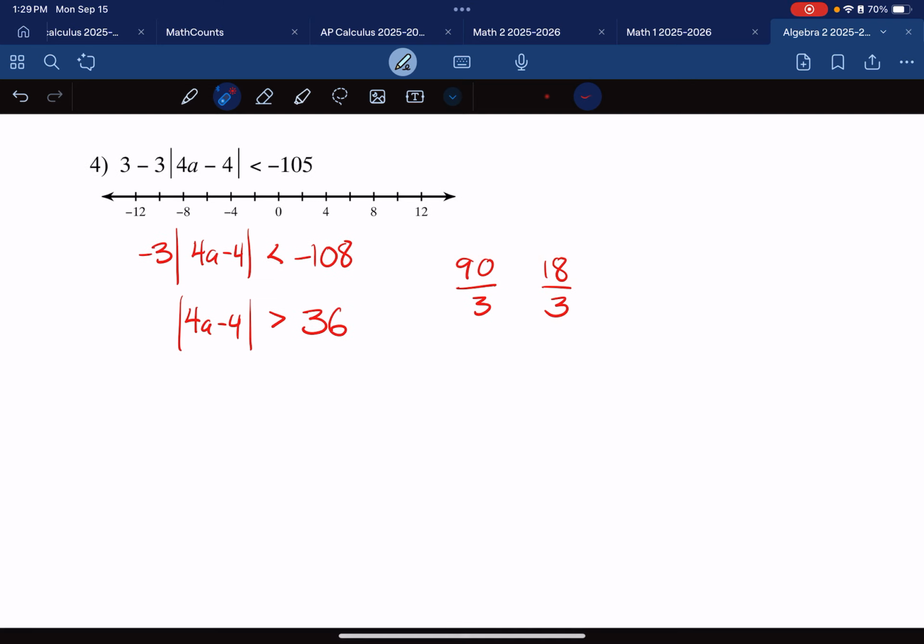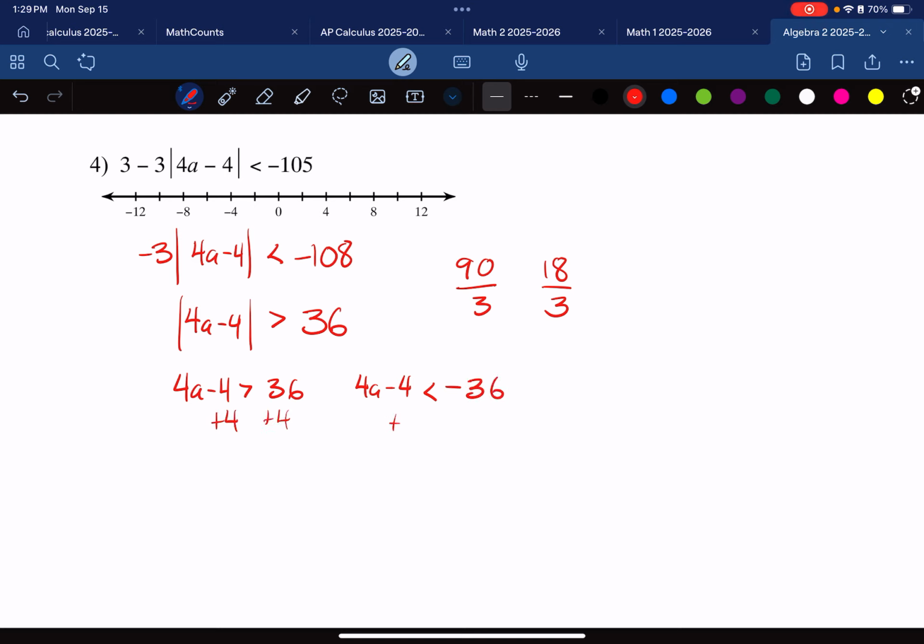From here, I'm going to drop the absolute value symbol and turn it into two different inequalities. First, I have 4a minus 4 is greater than 36, and my other one is 4a minus 4 is less than negative 36. Then I solve them the same way: plus 4, plus 4, plus 4, plus 4. So I get 4a is greater than 40, and 4a is less than negative 32. From there, we divide by 4. We get a is greater than 10, and a is less than negative 8.